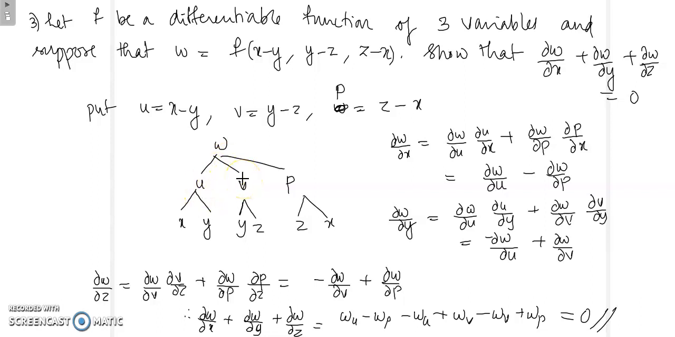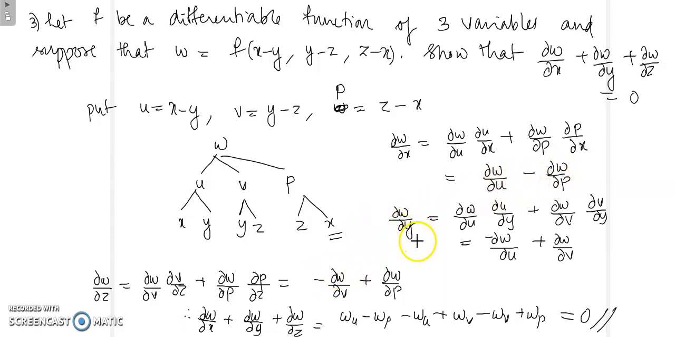So this is a tree diagram. So by chain rule, first let us write dou w by dou x. Dou w by dou x will be dou w by dou u into dou u by dou x, plus the other branch that ends at x, w to p and p to x. So dou w by dou p into dou p by dou x. Now dou u by dou x is 1. Dou p by dou x is minus 1. So substituting that, you will get dou w by dou u minus dou w by dou p.